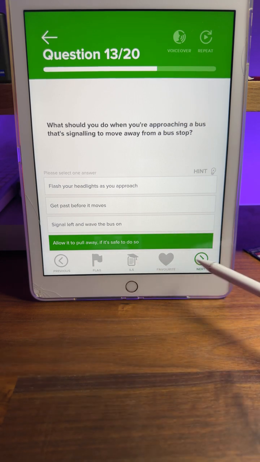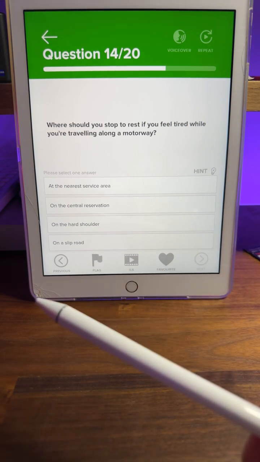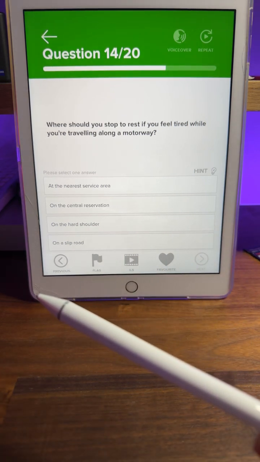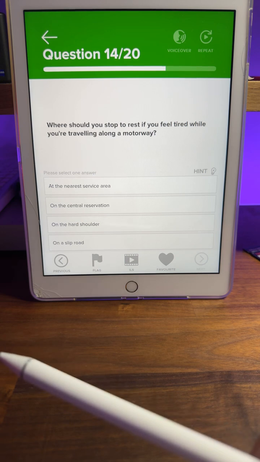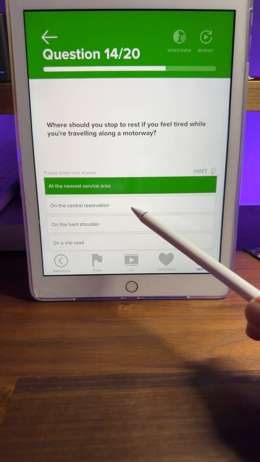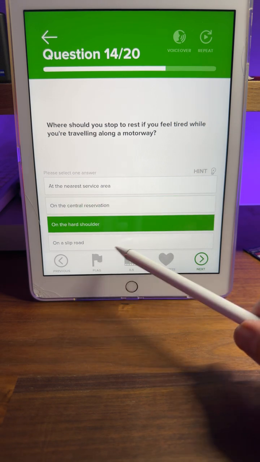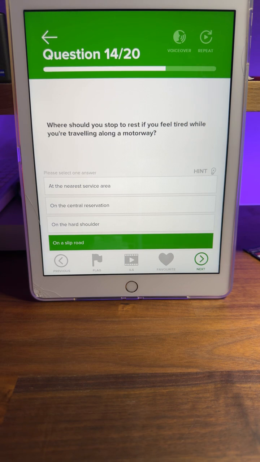Okay, right. So question number 14 is, where should you stop to rest if you feel tired while you're traveling along a motorway? Okay, where should you stop to rest if you're feeling tired while you're on a motorway? Is it at the nearest service area, on the central reservation, on the hard shoulder, or on a slip road? ABC. Now, guys, this is a very easy question, very easy answer as well. Okay, think safety here, yeah?